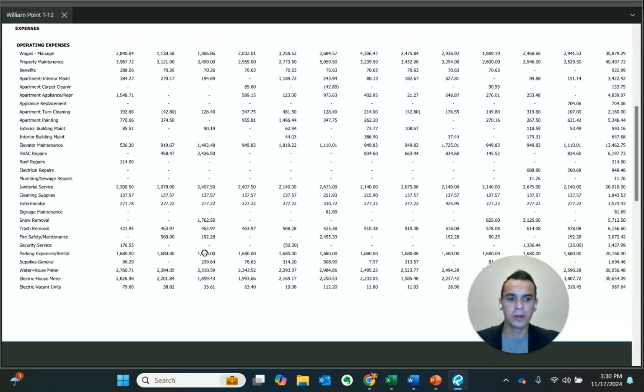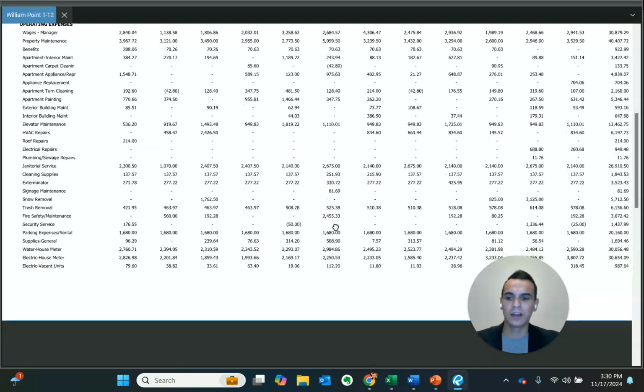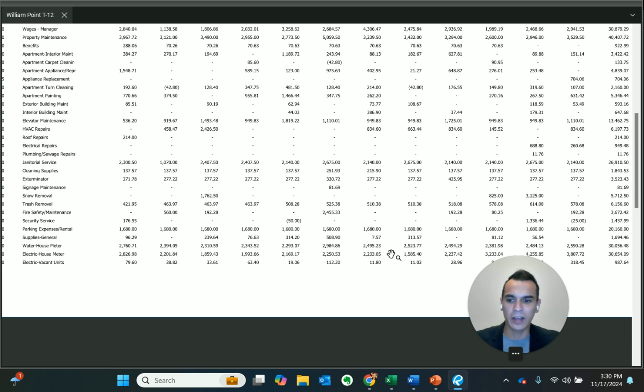Trash removal. We've got fire safety maintenance, security service, parking expense, rental supplies, general, water house meter, electric house meter. You can see these are two big line items, so you definitely want to take note of them and how they fluctuate. So water house meter, all the water expenses, $30,056. Electric house meter, also around 30 grand.